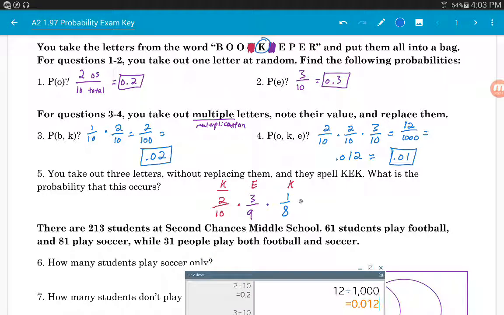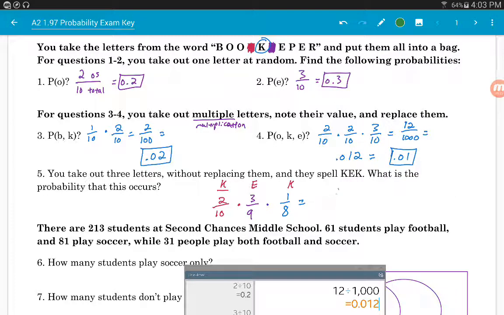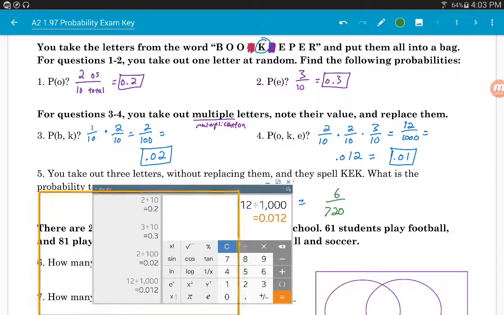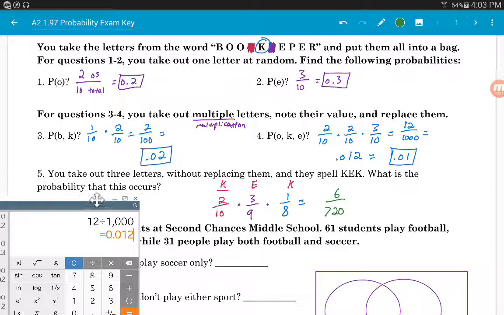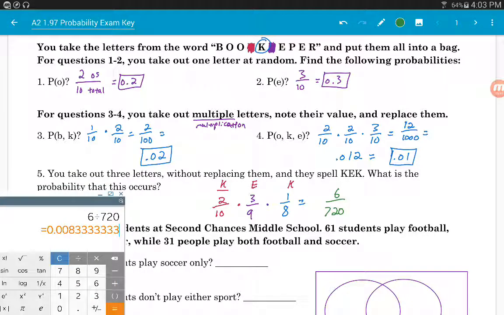Now when I multiply these together, I'm going to get 2 times 3 times 1 is 6 over 10 times 9 times 8, which is 720. If I had a TI-83 or 84, I could just plug these in as their whole selves, but it doesn't really matter. So 6 divided by 720 is equal to 0.008. But I have to round to the second decimal place, so it becomes 0.01.